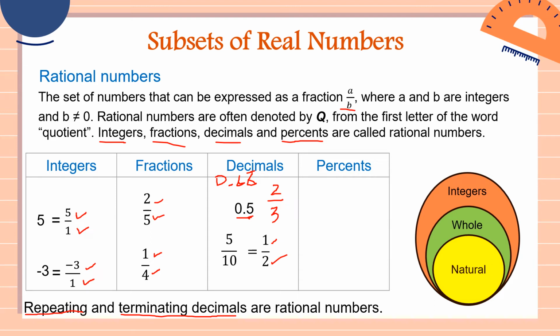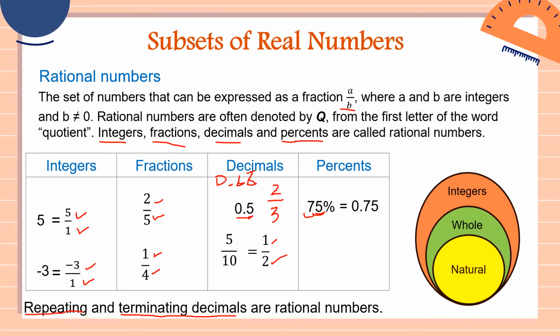Alright, so last one, percent. So example, 75%. Can we write this one as a fraction? Yup, we can convert percent into decimal and then decimal to fraction. So to convert this one into decimal, simply move the decimal point right to left twice. So therefore 75% would be the same as 0.75.